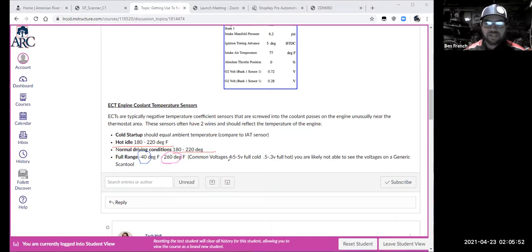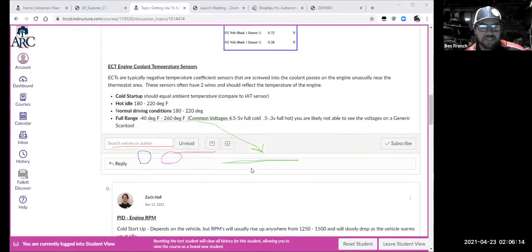I also gave you some voltage ranges here that talked about 4.5 to 5 volts full cold, 0.5 to 0.3 volts full hot. And that's why it's considered to be a negative temperature coefficient sensor. You can see the way the voltage goes, it drops a lot of voltage cold and a little bit hot. In fact, we're going to look at that sensor again in tonight's presentation.